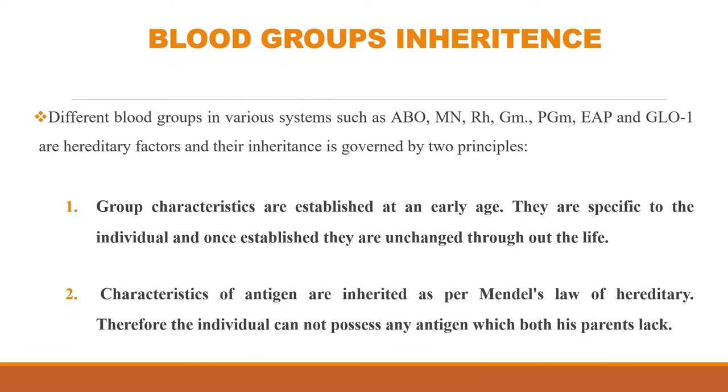Blood group inheritance. The different blood groups in various systems such as ABO, MN, Rh, Gm, PGM, EAP and GL1 are hereditary factors, and their inheritance is governed by two principles. Principle 1: group characteristics are established at an early age. They are specific to the individual, and once established, they are unchanged throughout life. Principle 2: characteristics of antigens are inherited as per Mendel's law of heredity. Therefore, an individual cannot pass on any antigen which both parents lack.